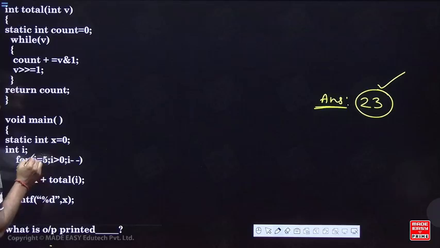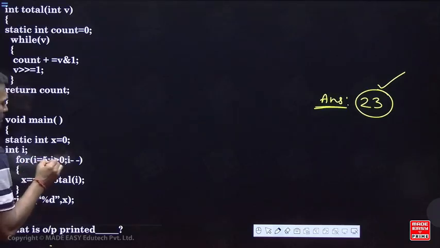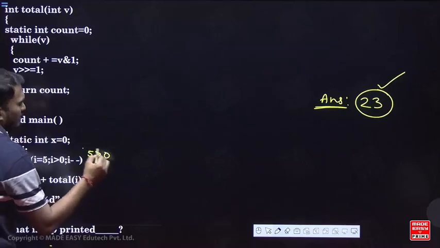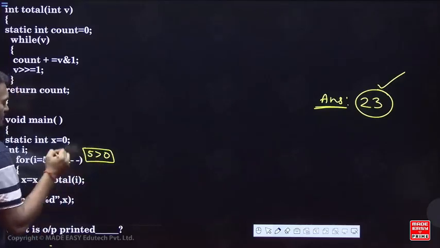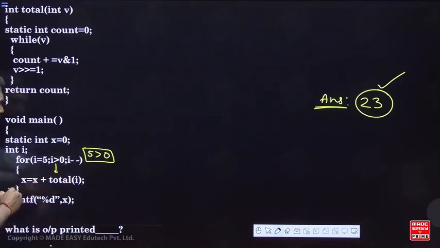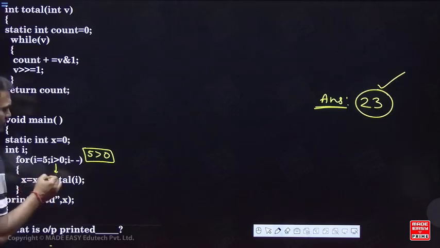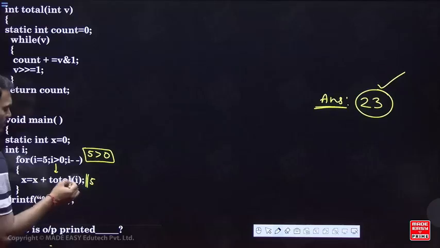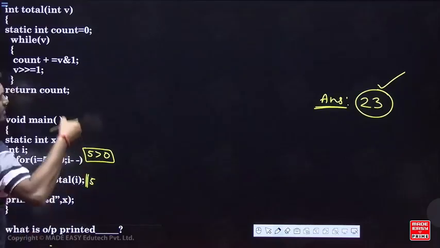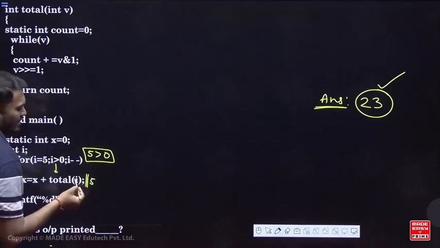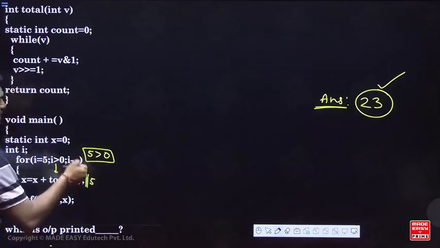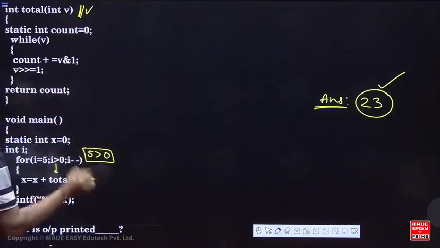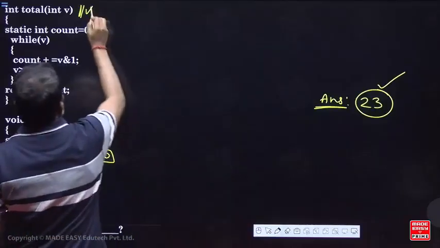Now integer I, for I equal to 5, I greater than 0. Now tell me, what is the I value? I value is 5. 5 greater than 0, true or false? True. If it is true, you go inside the for loop and x equal to x plus total of I. In the total, what are you passing? 5. So when you call the total function, what you pass is the I value 5, and that 5 will be received in V here. Now look at this, I write here 5.